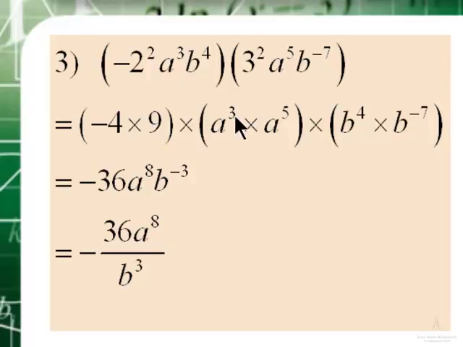Then we have a cubed, or a to the power 3, multiplied by a to the power 5, and then b to the power 4 multiplied by b to the power minus 7. And then simply apply our law for multiplication. Of course, we should know that minus 4 multiplied by 9 is minus 36 without using the calculator. You combine the exponential expressions with the base a, so it's a to the power 8, and here b to the power minus 3.